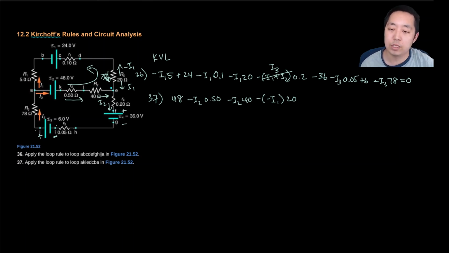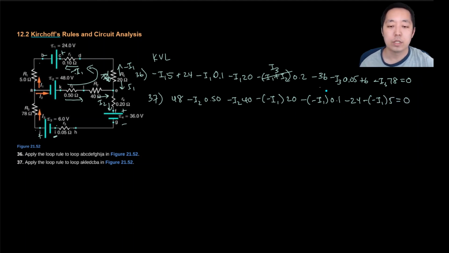But I find it useful to have a standard convention where I'm always doing the current in this direction. So this is negative I1, right? Because I1 is going from left to right, so negative I1 is going the other direction. Minus negative I1 times 0.1. And then, because we're going in this direction, we are dropping 24 volts, because this is the positive terminal and negative terminal. Whenever I drop, minus 24. And then minus negative I1 times 5. The sum of that equals 0. So that is just doing the KVL computation directly.